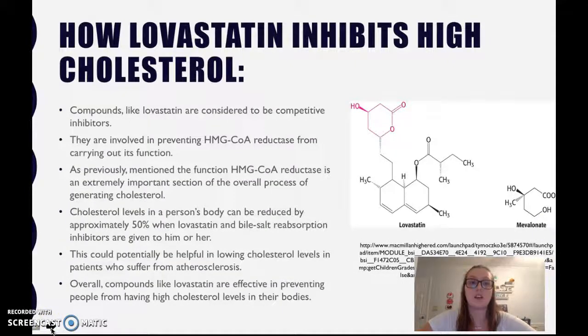Okay, so compounds like lovastatin are considered to be competitive inhibitors. They are involved in preventing the HMG-CoA reductase from carrying out its function. As previously mentioned, the function of HMG-CoA reductase is an extremely important section in the overall process of generating cholesterol. Cholesterol levels in a person's body can be reduced by approximately 50% when lovastatin and bile salt reabsorption inhibitors are given to him or her. This could potentially be helpful in lowering cholesterol levels in patients who suffer from atherosclerosis. Overall, compounds like lovastatin are effective in preventing people from having high cholesterol in their body.